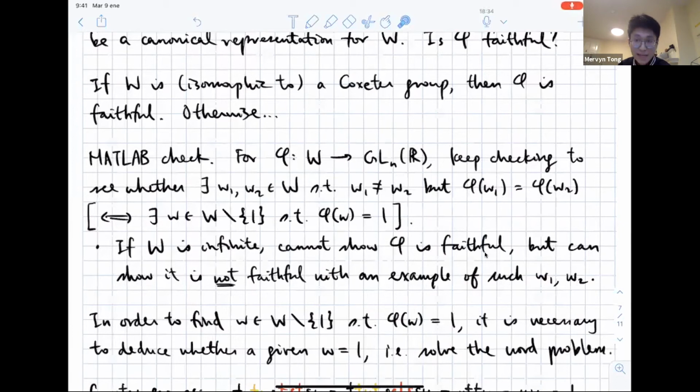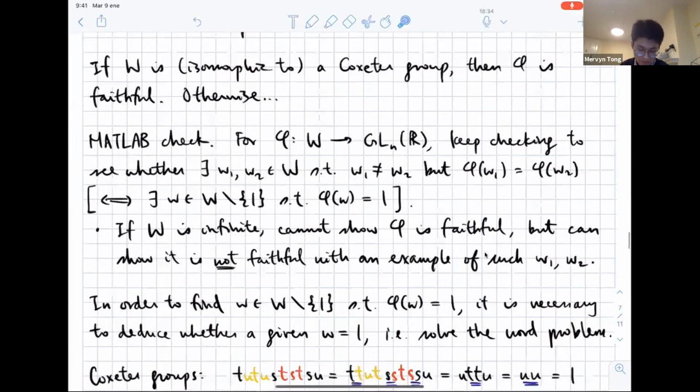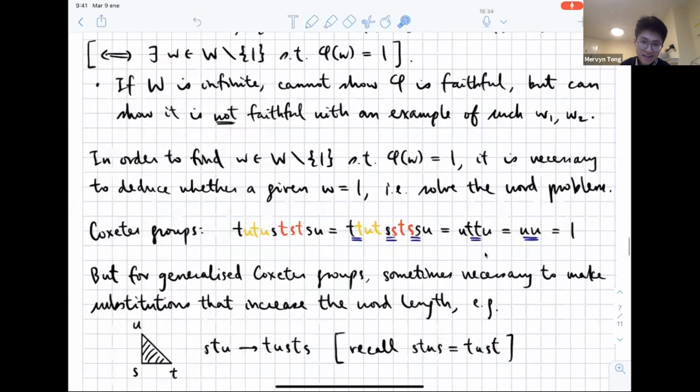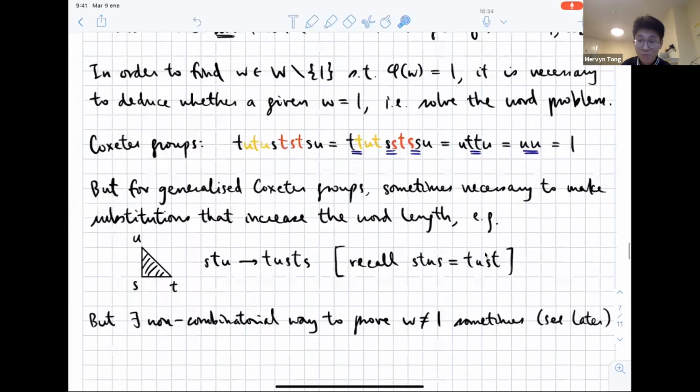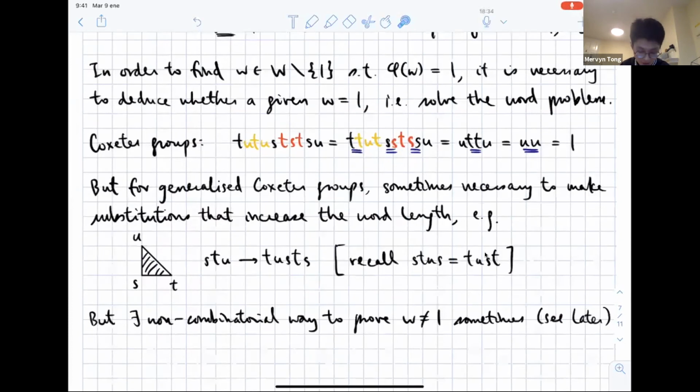Now, if W is infinite, then of course we can't show that phi is faithful because you can't check all the elements of W. But you can show it isn't faithful if you can come up with such an example of W1 and W2. But let's back up a bit, because in order to find a non-trivial element W, such that phi of W is 1, it's necessary to deduce whether it is actually non-trivial, which is solving the word problem. And we recall that for Coxeter groups, the word problem was fairly nice to solve because you just had to make substitutions of the same length.